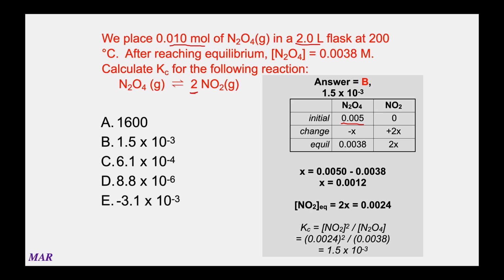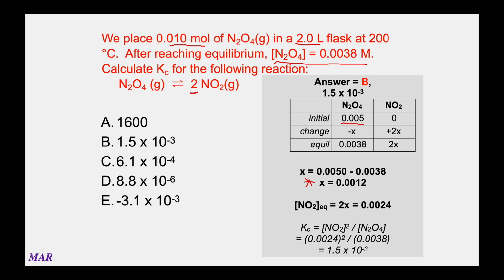But in this problem, it states that the N2O4 concentration at equilibrium is 0.0038 moles per liter. So the first thing you need to do in this one is solve for what X is. So you start with 0.0050 minus X equals 0.0038. And to solve for X, you would then take 0.0050 minus 0.0038. That would equal X. And X comes out to be 0.0012. And you need X to solve for NO2 because 2X is how much NO2 is going to be there at equilibrium. So 2 times 0.0012 is 0.0024.